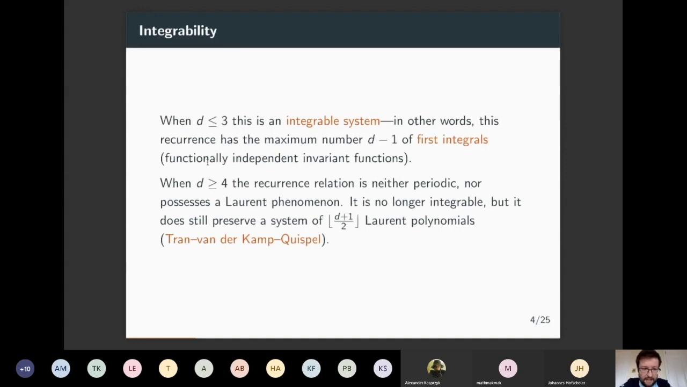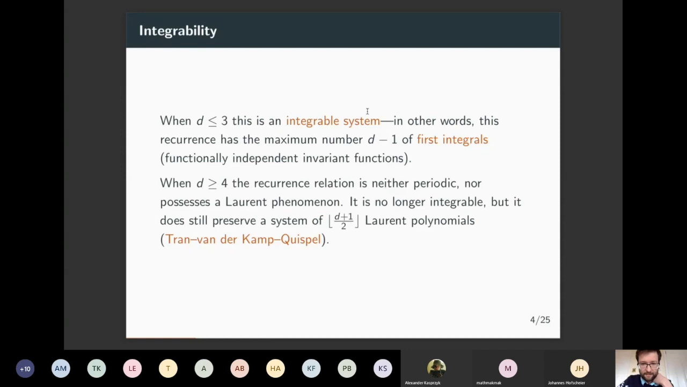And in dimension bigger than or equal to 4, as I said, the recurrence relation is no longer periodic. So the nice periodicity that we had in dimension 2 and 3 doesn't exist anymore. And also, the Laurent phenomenon doesn't exist either. So when d is bigger than 4, you'll find that the terms in the sequence start to have denominators which are no longer just monomial.